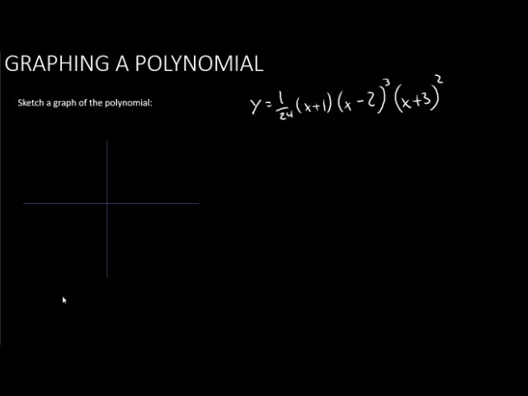Here we'll draw a graph of a polynomial, this time given a function. Our polynomial function is 1 over 24 times x plus 1 times x minus 2 to the third power times x plus 3 to the second power. We can tell this is a polynomial because we have a series of binomials in parentheses written as a multiplication chain. Anytime you see that, you're dealing with a polynomial.